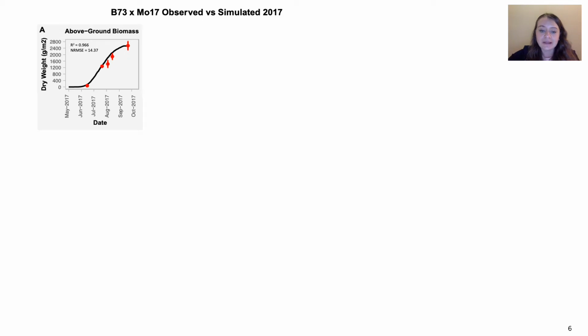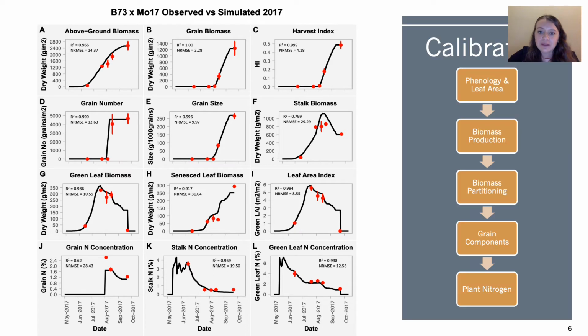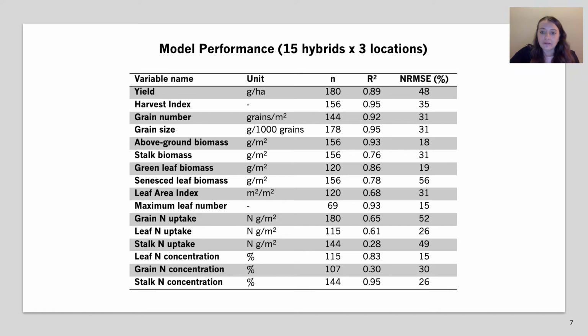And I utilize plots such as these to perform each hybrid calibration manually by first focusing on calibrating for phenology and leaf area, then biomass production, biomass partitioning, grain components, and plant nitrogen. And if we look at model fit for this hybrid in this environment, our calibrations appear to be pretty good with high R-square values and low normalized root mean square errors in general. Overall, our model fit for the calibration portion of this project was good with high R-squared and low normalized root mean square errors in general, and lacking maybe just for traits like stover nitrogen uptake and grain nitrogen concentration.